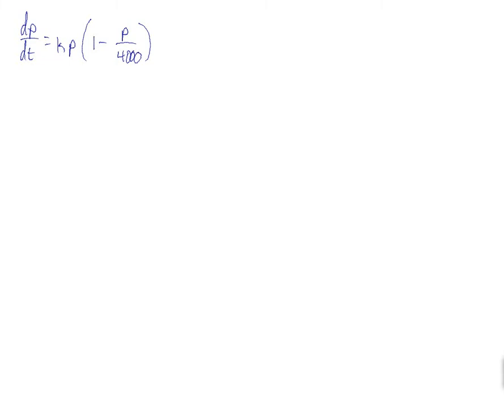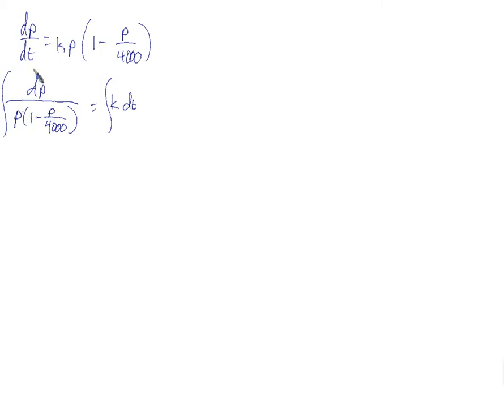Okay, so first, to solve this differential equation, we're going to have to separate the variables. So we'll multiply both sides by dt, and then divide both sides by p times 1 minus p over 4,000. So we'll get dp over p times 1 minus p over 4,000 equals k dt. And of course, we'll take the antiderivative of both sides.